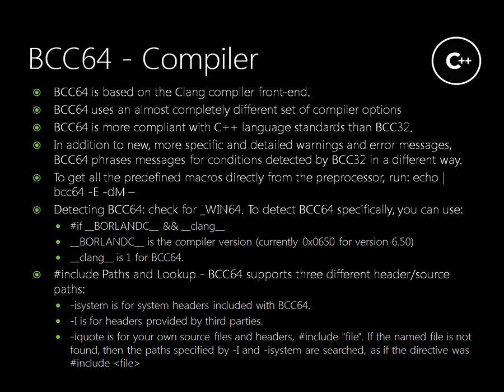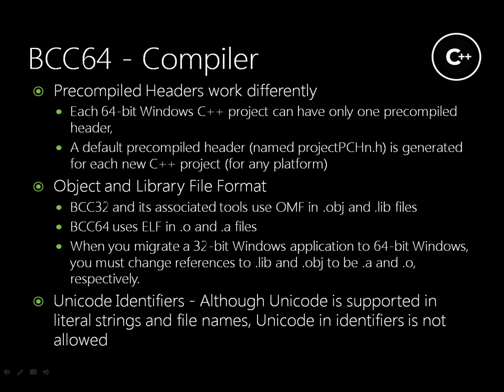Precompiled headers work a little differently in the 64-bit compiler. Each 64-bit Windows C++ project can have only one precompiled header. A default precompiled header is generated for each new C++ project for any platform. Object and library file formats are different. BCC32 uses OMF in the .obj and .lib files. BCC64 uses ELF format in .o and .a files.